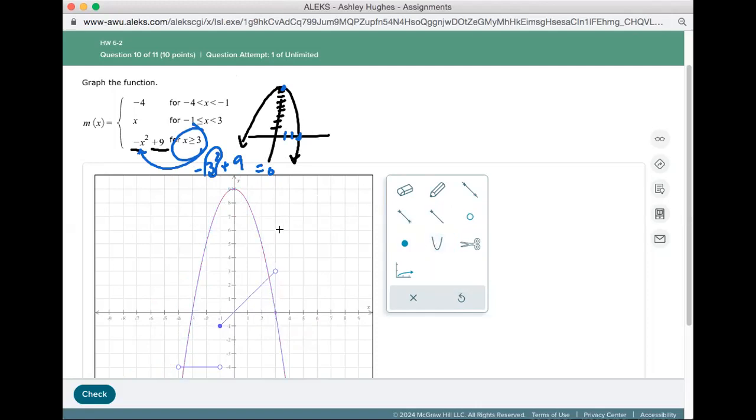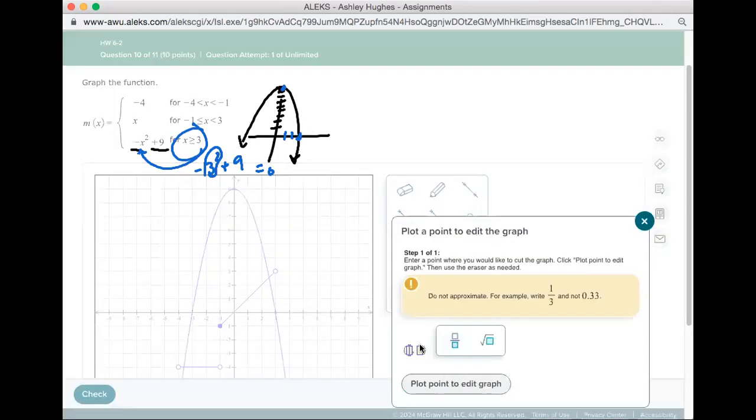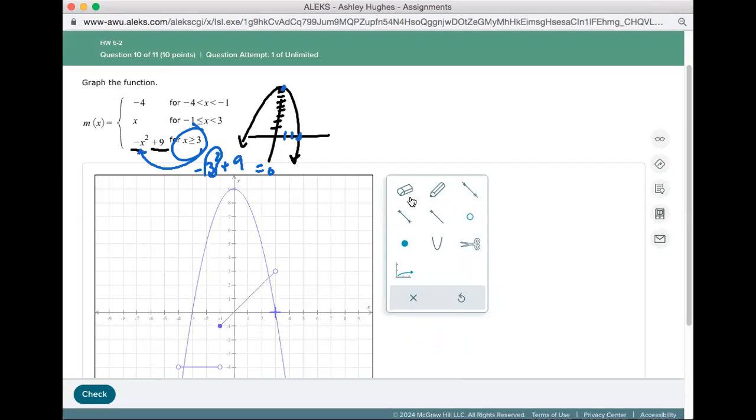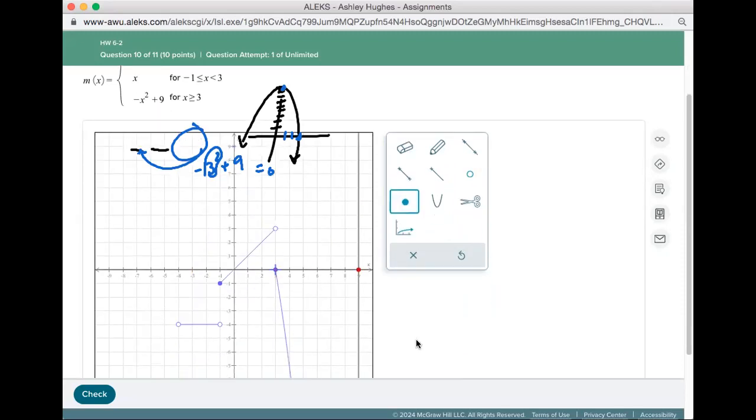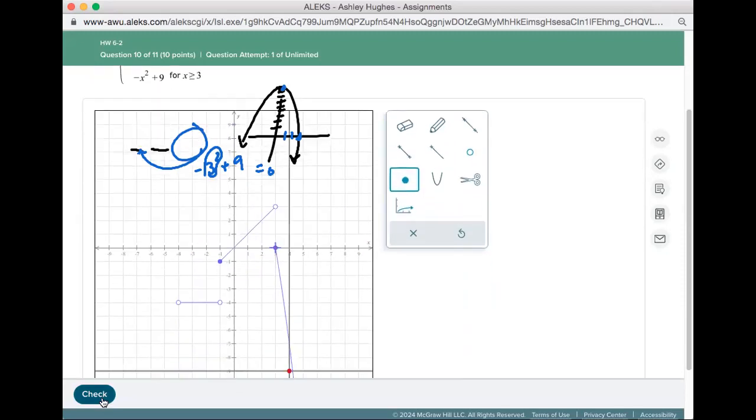Now I don't want this whole graph. I only want the part starting from 3 onward. So I'm going to select cut, and I'm going to cut it from that point 3, 0, and then you're going to pick the eraser and erase the part you don't want. And then you're going to put a closed circle here. So that should be our right answer.